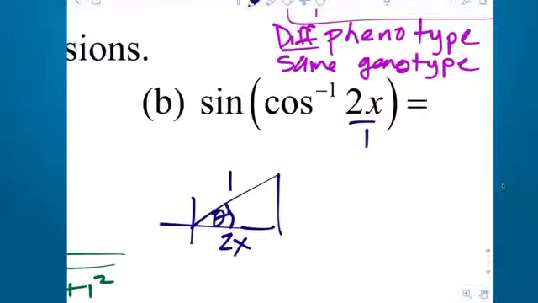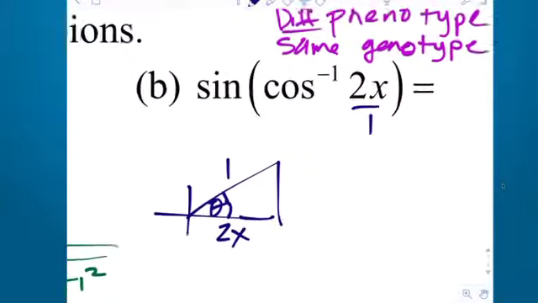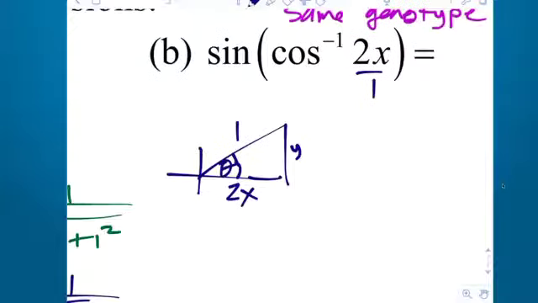So really what I want to do now is find the other side, which temporarily you can call y. So by the Pythagorean theorem, 2x quantity squared plus y squared equals 1 squared. And how do we solve for y?